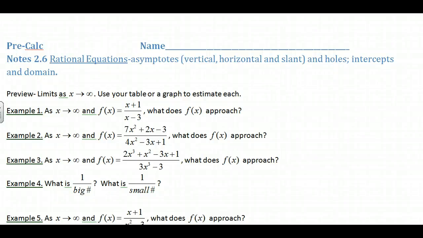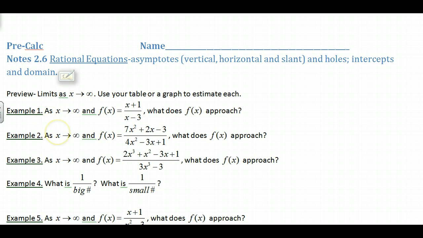Hi, this is Pre-Calculus, section 2.6, rational equations, and we want to look at asymptotes, vertical, horizontal, and slant, as well as holes, intercepts, and domain. We're going to give you some rational expressions, and we want you to figure out, for instance, the end behavior, and what's the behavior in and around a vertical asymptote. So let's look at the first example.